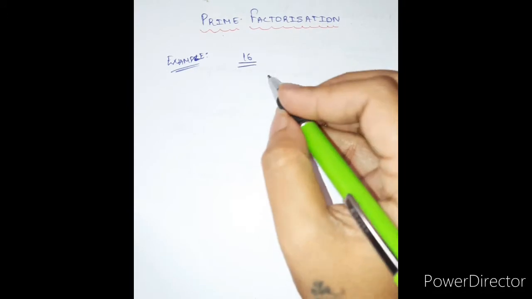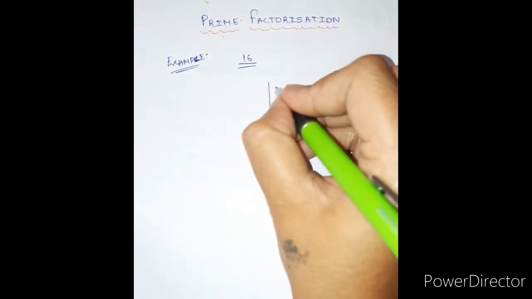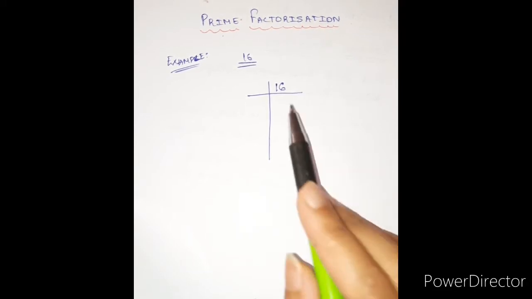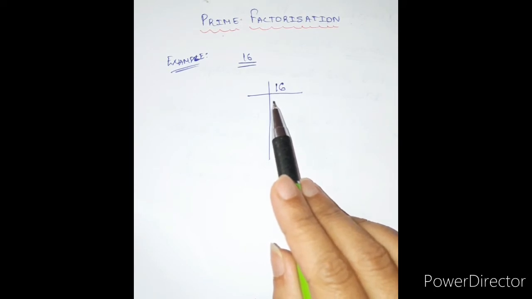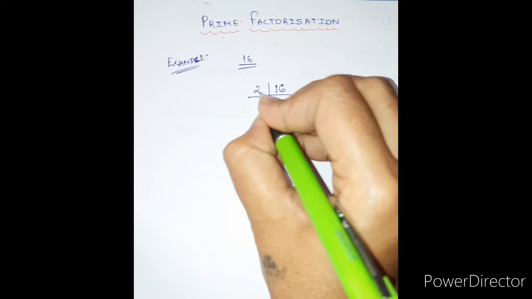For example, we have 16 here. Let's do the prime factorization. You have to draw a line, write the number 16 and draw a line below it. You have to use only prime numbers. Let's start from the smallest prime number, which is 2. Is 16 there in the table of 2? Yes, it's there. So let's take 2.